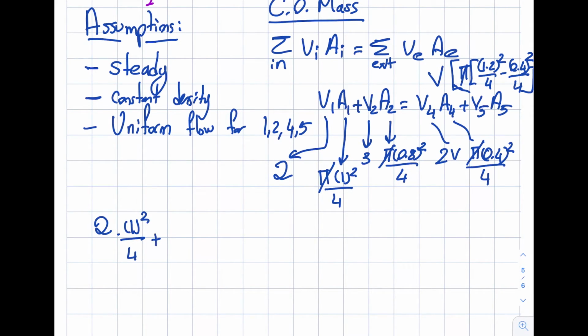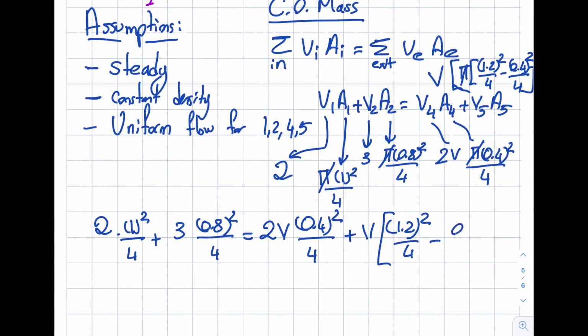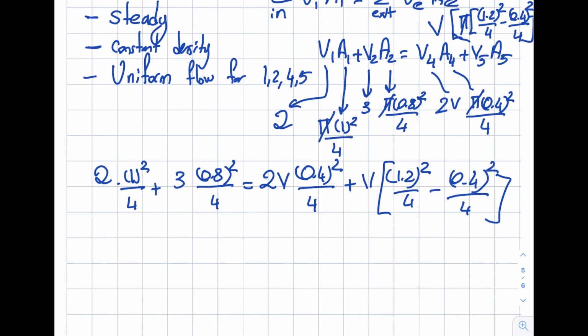1 squared over 4 plus 3 times 0.8 squared divided by 4, which will be equal to 2V times 0.4 squared divided by 4 plus V times, okay, this is a bit tricky, 1.2 squared divided by 4 minus 0.4 squared divided by 4. So this becomes, to me, this is 0.25, right? How about this? 0.8 times 0.8 is 0.64, divided by 4 is 0.16. 0.4 times 0.4 divided by 4 is 0.04, right? And how about here? 1.2 squared is 1.44 minus 0.16 is 1.28. 1.28 divided by 4 is 0.32.